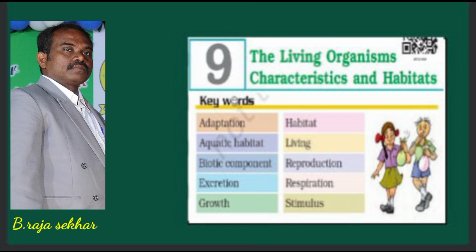Next keyword, reproduction. Reproduction is one of the important life processes in all living organisms. The production of young ones or offspring is called reproduction. It is the ability of an organism to produce young ones or offspring.